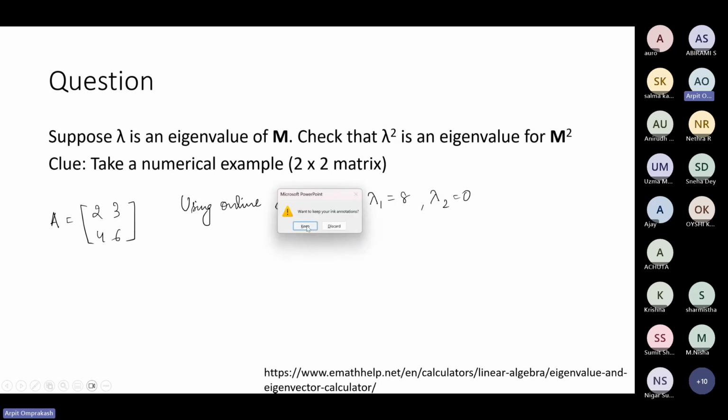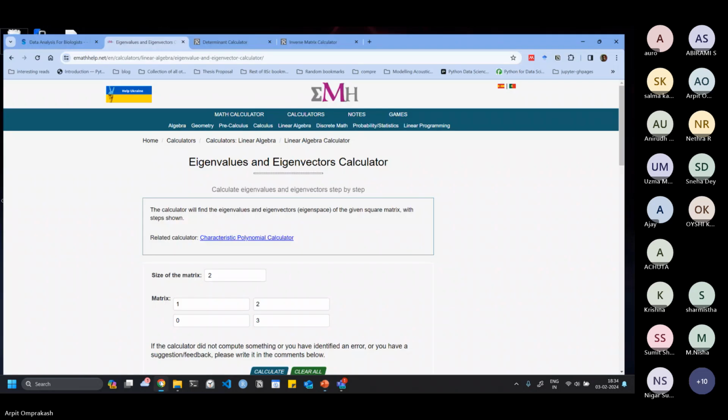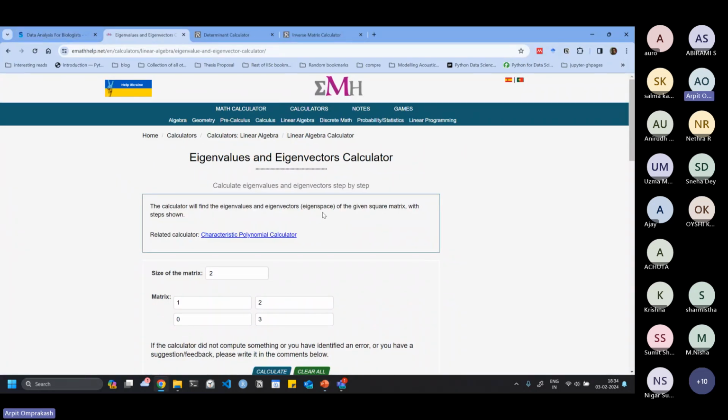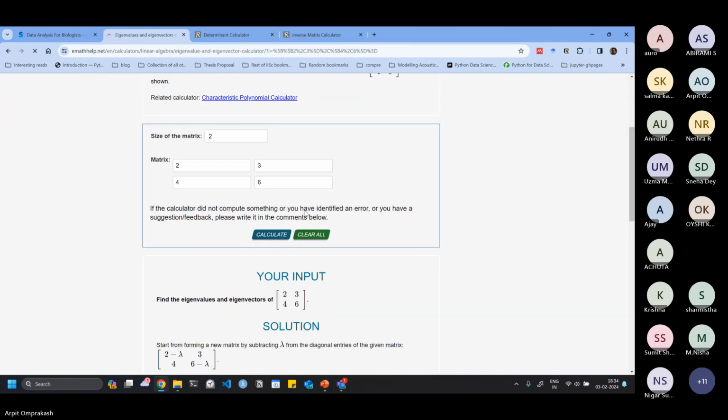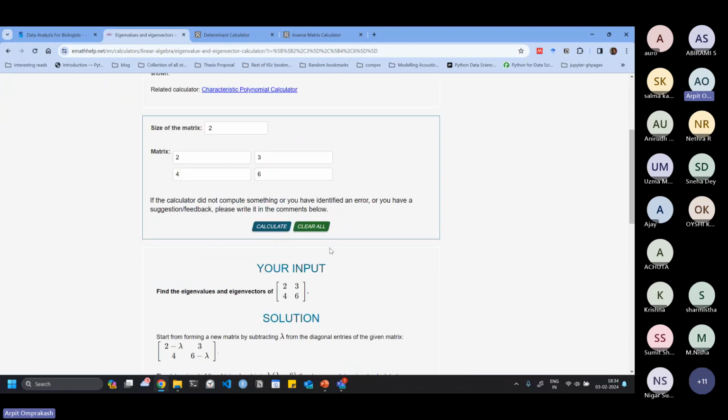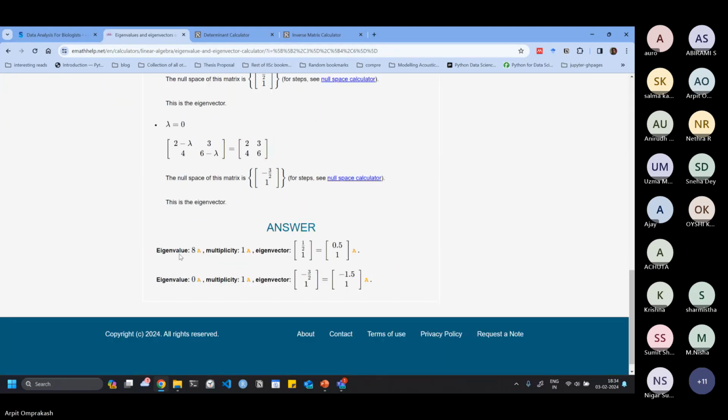I'll just show how it looks like. So this is what it looks like. Here you enter the size of the matrix, which is 2. Then we fill the values of the matrix, 2, 3, 4, and 6, and press calculate. The matrix here is this, and the eigenvalues it gives us are 8 and 0. We get the corresponding eigenvectors also.